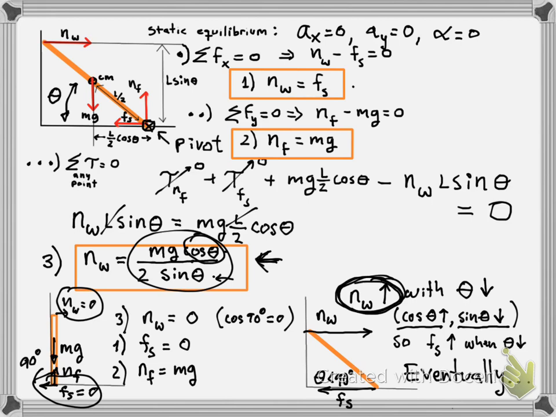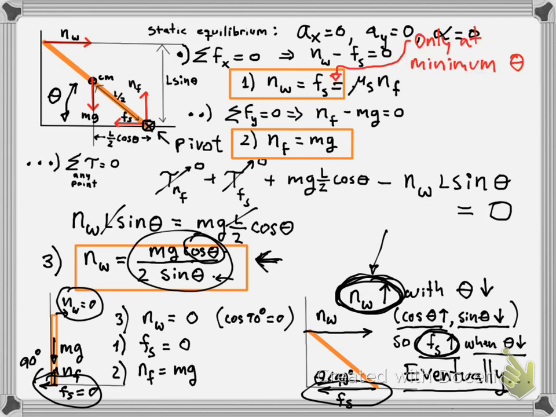Since the normal with the wall is increasing as we decrease theta, notice that that means that the force of static friction has to grow also. That's because of equation number 1. Equation number 1 says, right here, that the normal with the wall equals the force of static friction. So as the normal with the wall grows, then the force of static friction has to grow also. But as we decrease the angle, the force of static friction down here grows and grows and grows, and eventually what's going to happen? What's going to happen is that the force of static friction will reach its maximum value.